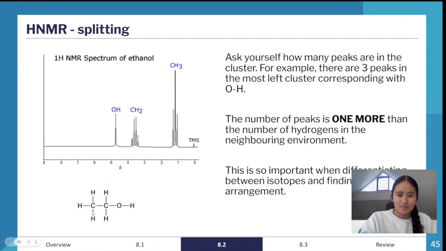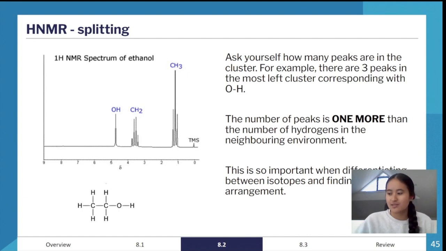So that's that. It's a little bit tricky to get your head around at first, but splitting is so important. Understanding splitting and understanding why it happens. I've seen a question in a past paper where they asked why does splitting happen. It just happens because of interference from neighboring hydrogens. That's all you really have to say. But understanding splitting, why it happens, and how to read splitting can make all the difference in being able to determine what molecule it is.